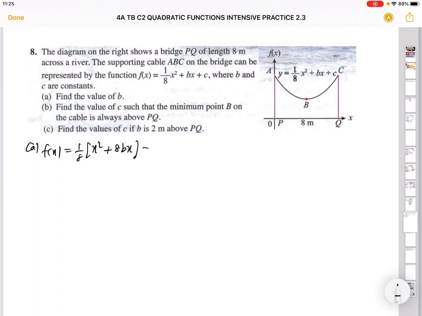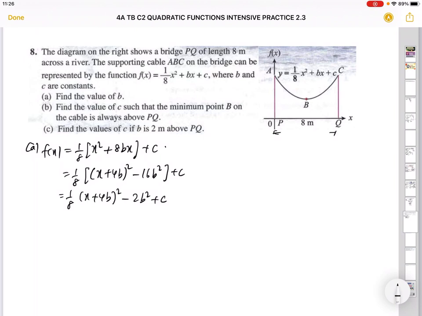Alright, and I'm going to take half of 8b, which is 4b. Yeah, half of 8b is 4b, and when you square it, is minus 16b squared. Keep the c outside. The 1 over 8 we can multiply inside, right? And from here, this is negative 2b squared plus c. Okay, let's compare our axis of symmetry. You can see the width here is 8, right? Your middle line here should be x equals 4. So my axis of symmetry is actually 4.